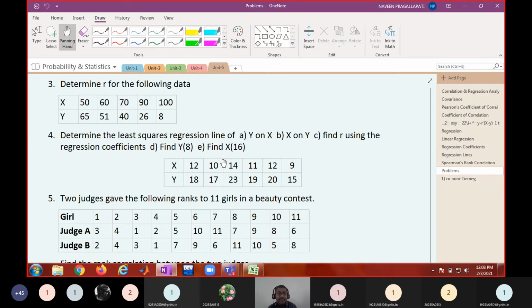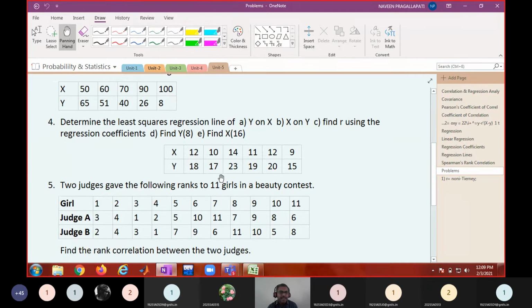Or if you know R, then you can use y minus y bar equal to R into sigma y by sigma x into x minus x bar. That also you can do, but you have to find the standard deviations of x and y. So if you don't want to compute standard deviation, simply write down the normal equations and compute. Can you copy this data first?